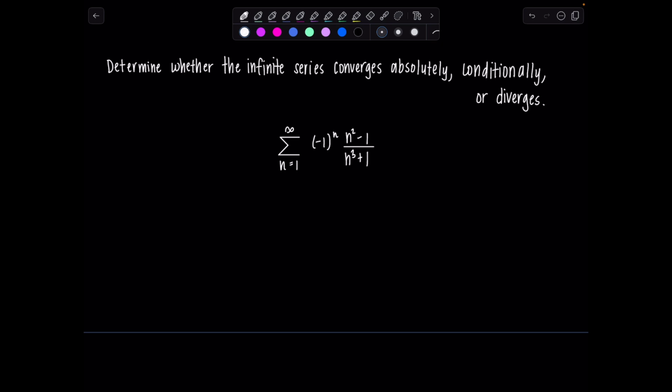Now, when you're testing for absolute convergence, you always want to check for that first, unless it's very obvious to you that the series will diverge. So, a_n is equal to negative 1 to the n times n squared minus 1 over n cubed plus 1. I'm going to test for absolute convergence first.